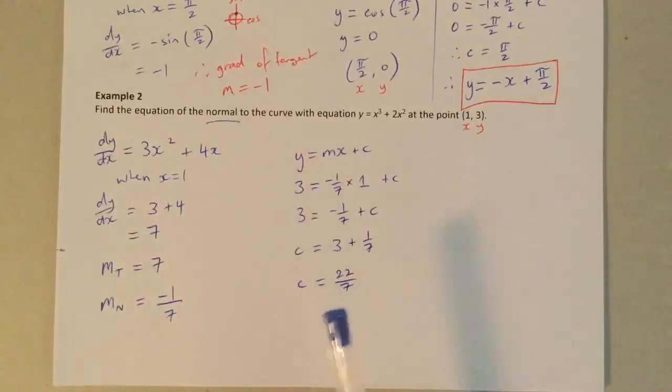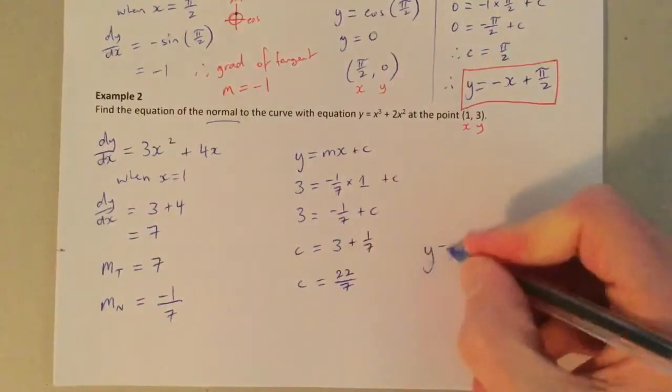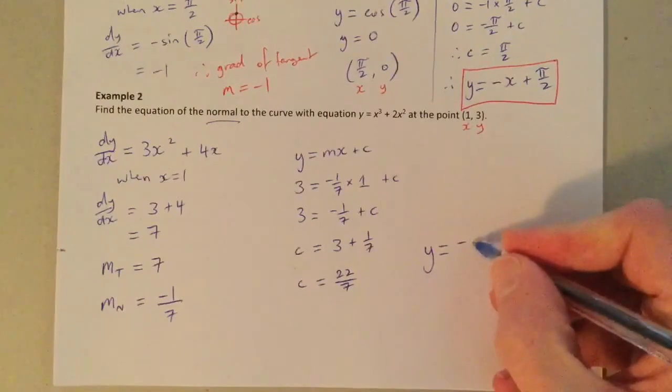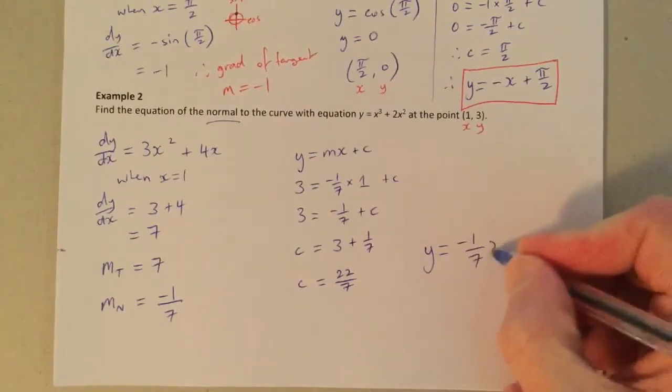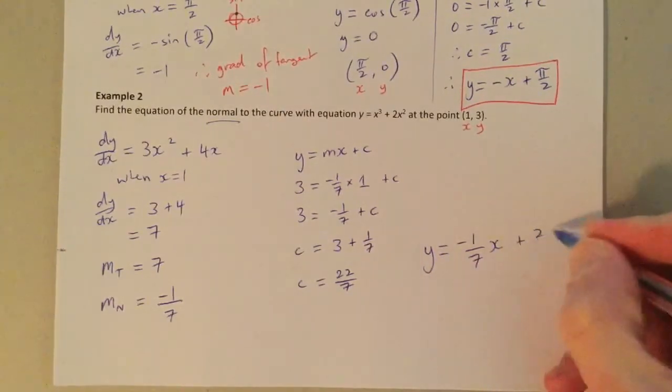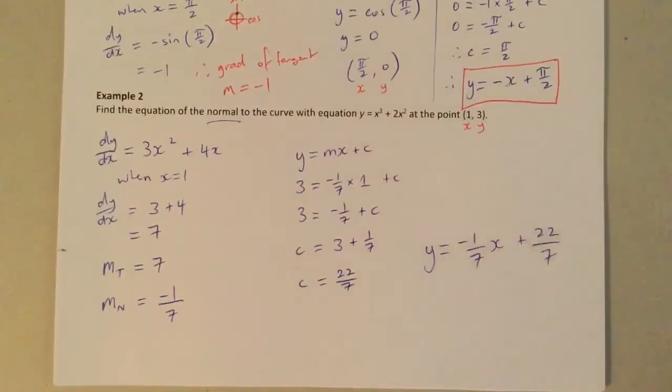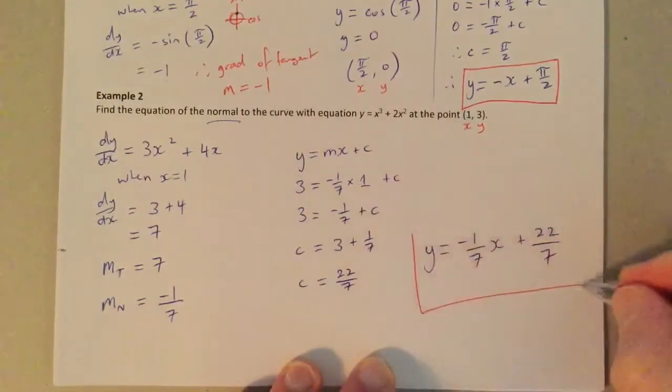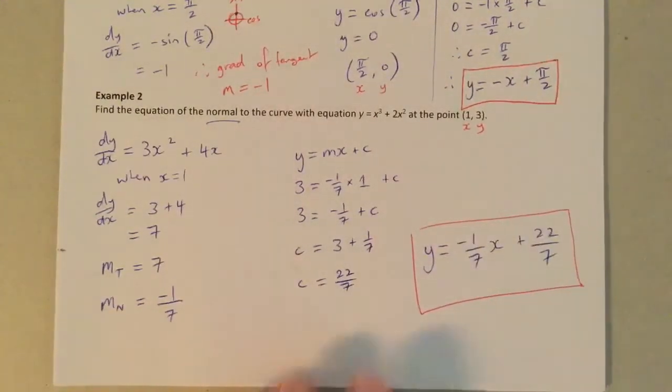And so we've got our plus c, and we'd worked out our gradient. We now know that the equation of the normal for this question is -1 over 7 x plus 22 over 7. And again, we'll make that nice and clear that that's our final answer.